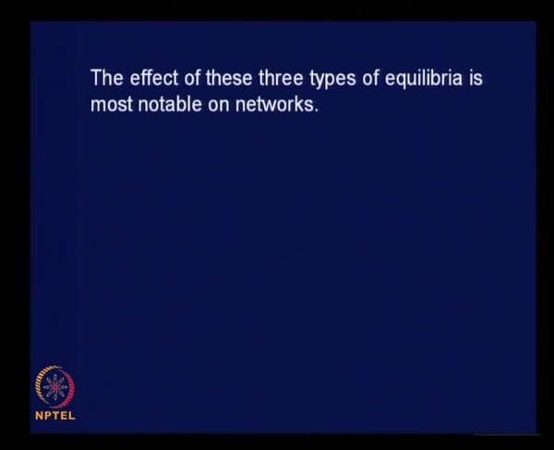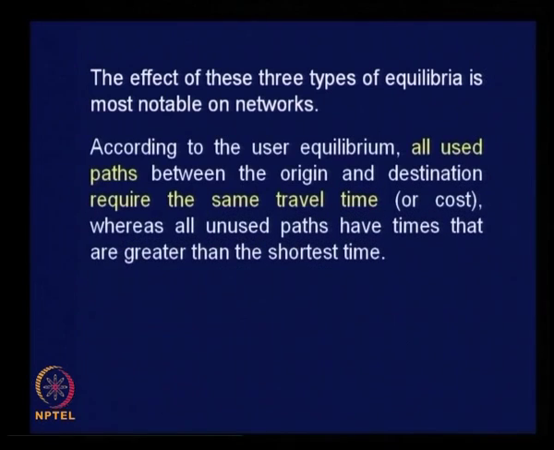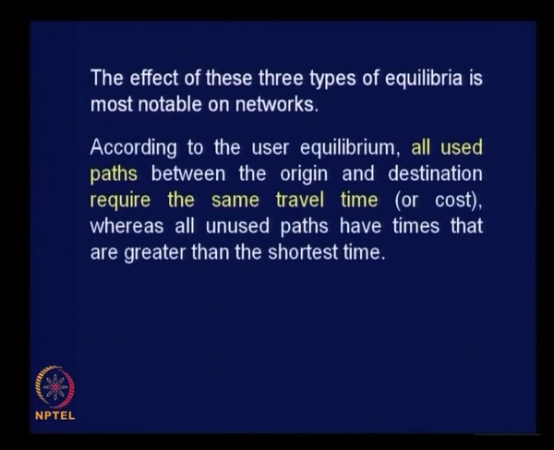The effect of these 3 types of equilibria is most notable on networks. According to the user equilibrium, when we have different alternative routes, all used paths between the origin and destination require the same travel time or cost, whereas all unused paths have times that are greater than the shortest time.